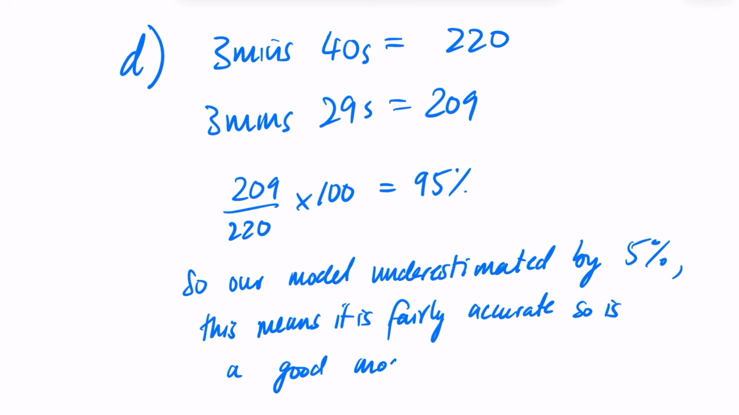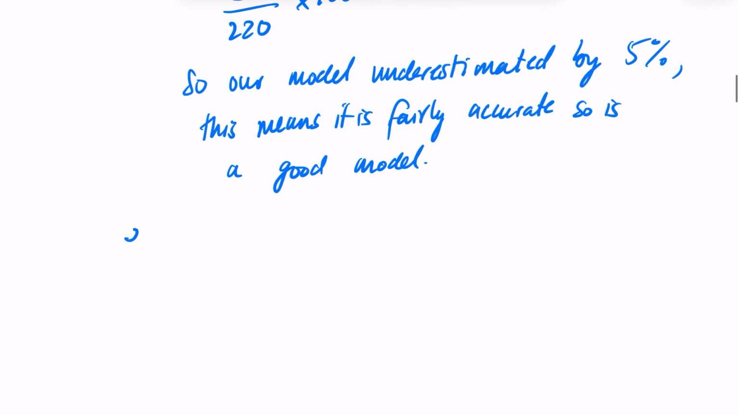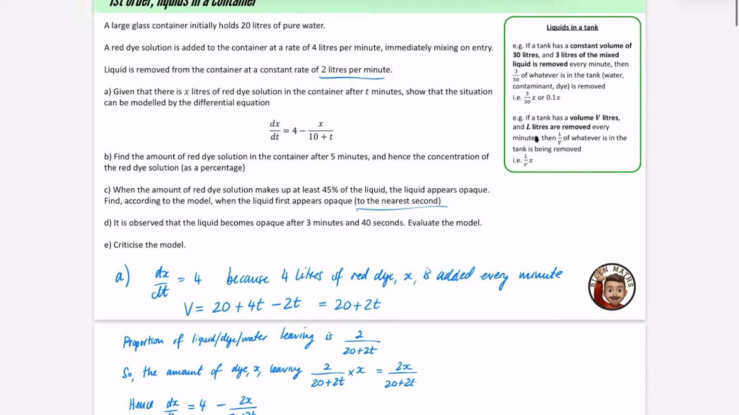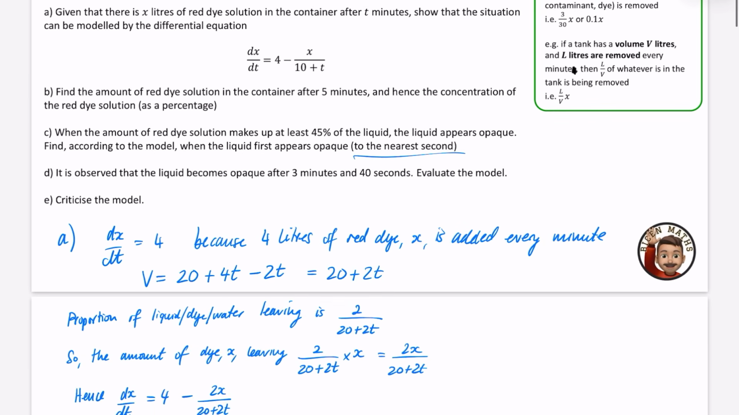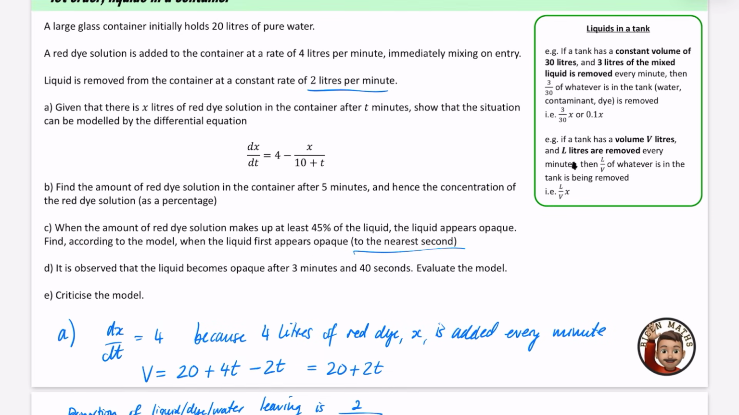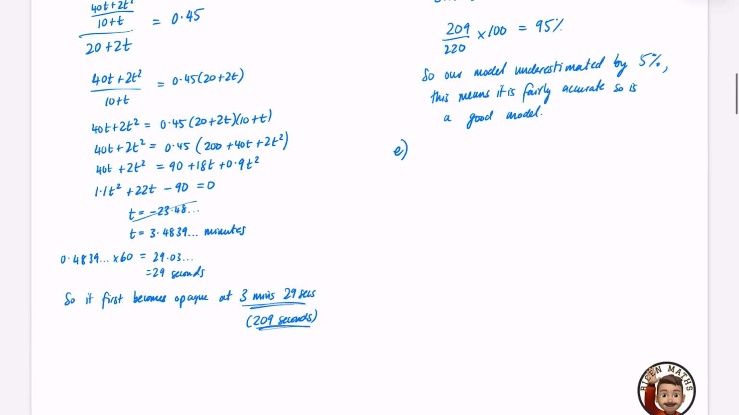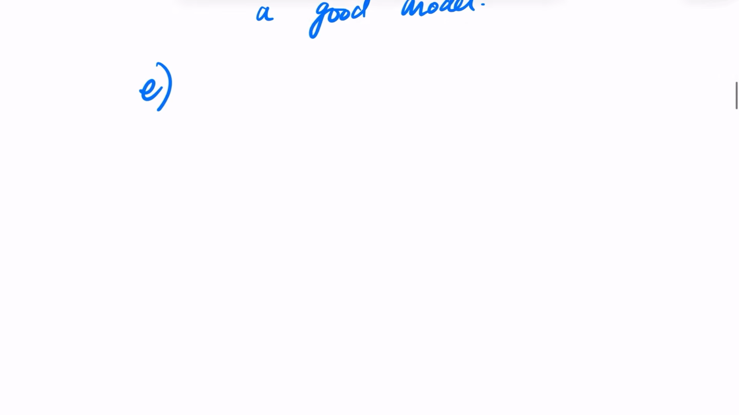When they say evaluate the model, they're really saying, is it good? Is it bad? Something like that. And then for part E of the question, it just says criticize the model. There are plenty of things we could be saying. We could criticize that the rate of liquid being removed is unlikely to be constant. It's unlikely to be added at a constant rate. But I think the most unrealistic thing in these liquid kind of questions is that it immediately mixes on entry. So I'm just going to do a bit of a criticism of that and say it is unlikely it immediately mixes on entry.